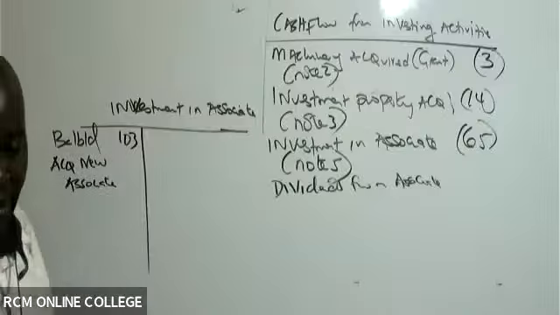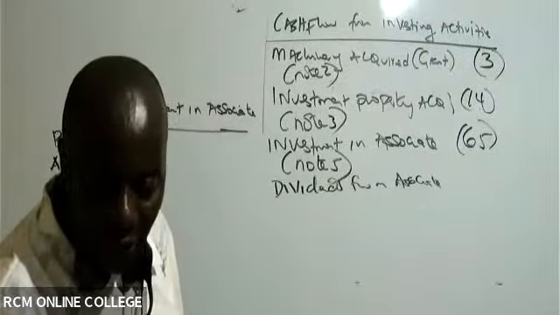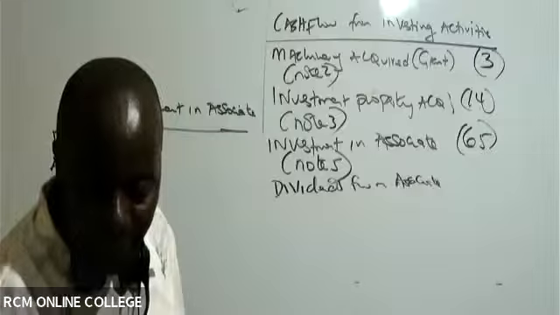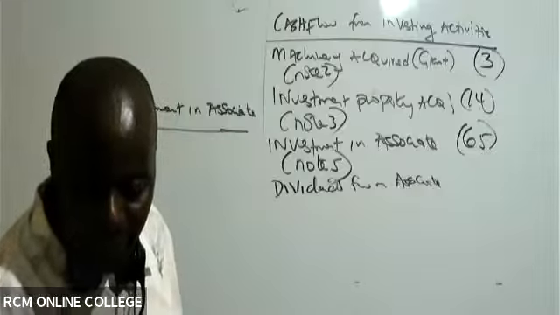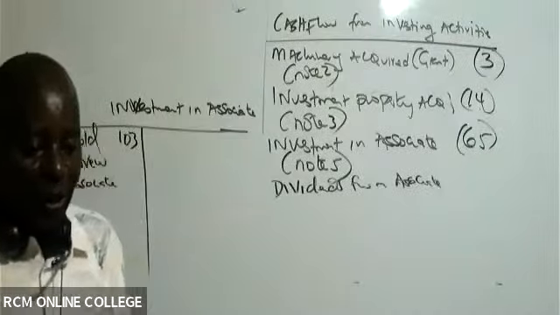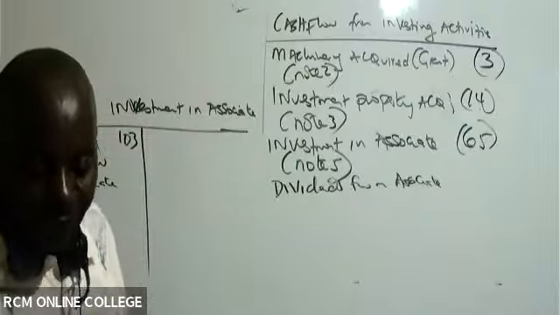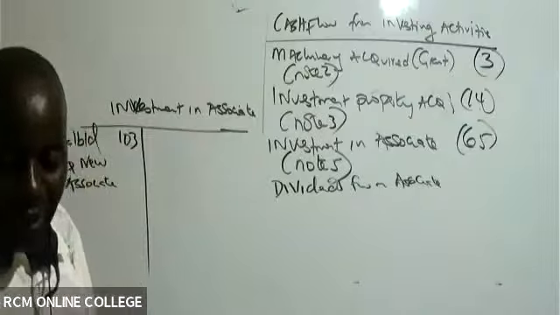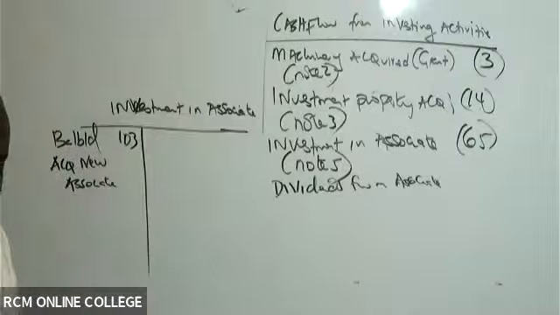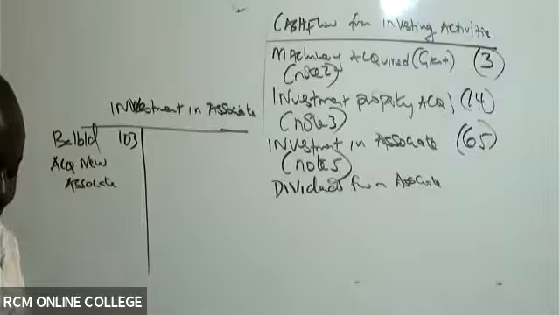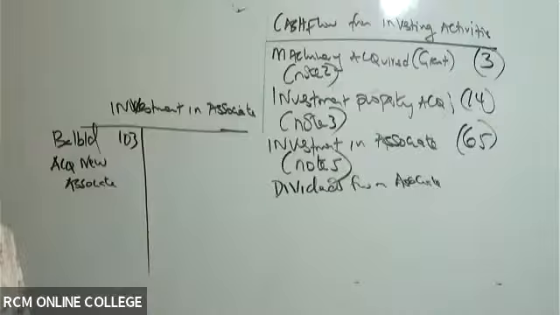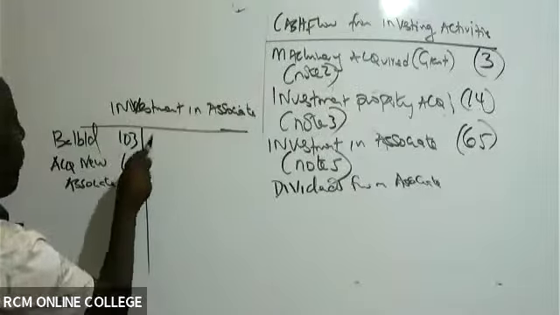We acquired a new associate at how much? Note number 5. The new associate acquired. 65. Check there, Note 5: during the period, 5 million in cash was spent on investment in associates. 65. And then we were very lucky.